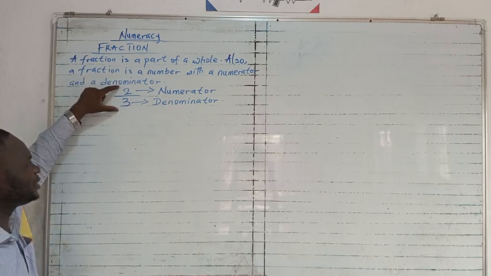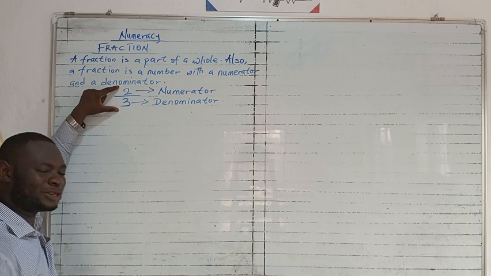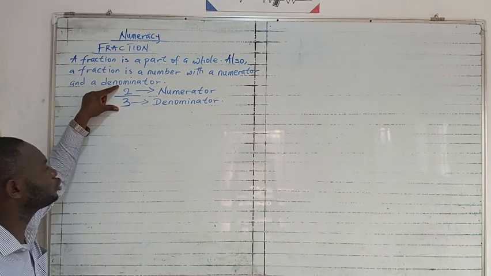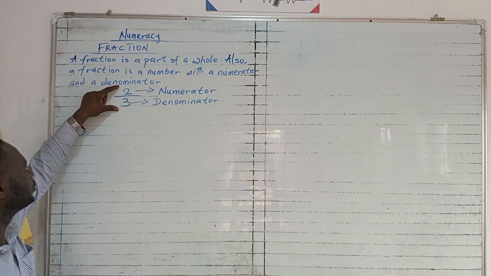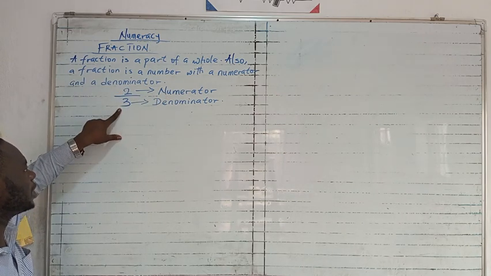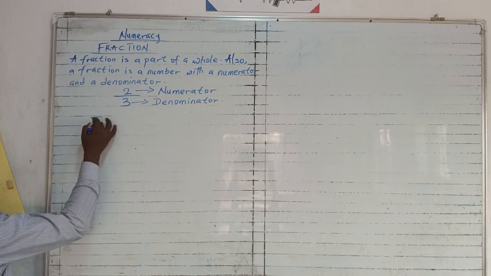Are you not seeing that this looks like division? It looks like division of numbers. So that's why I told you that when we talk about fractions, we are also talking about division. Alright? So the number up is called what? Numerator. The number down is called what? Denominator.